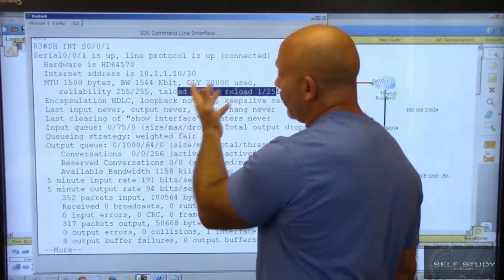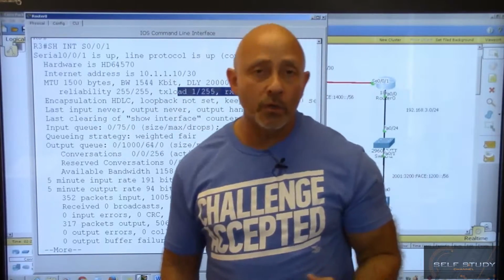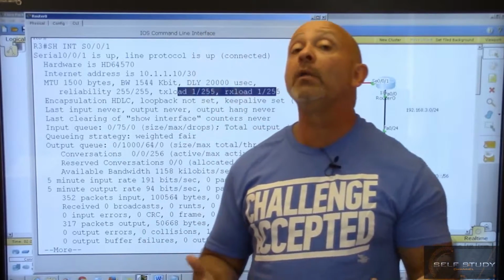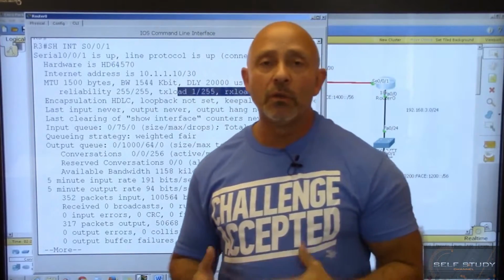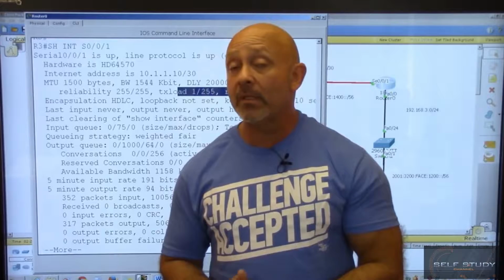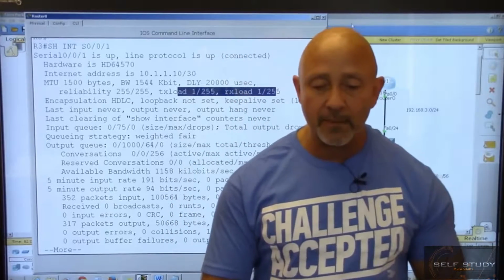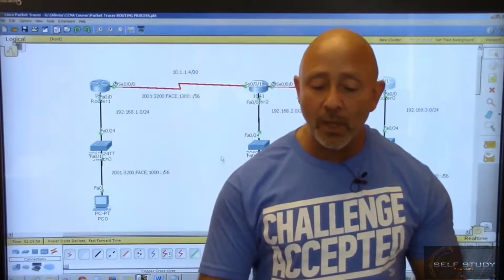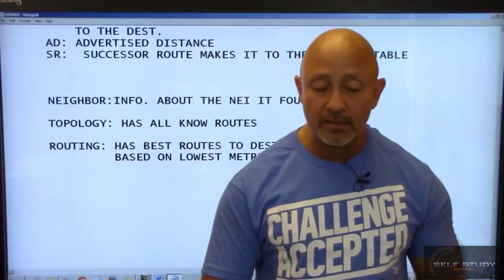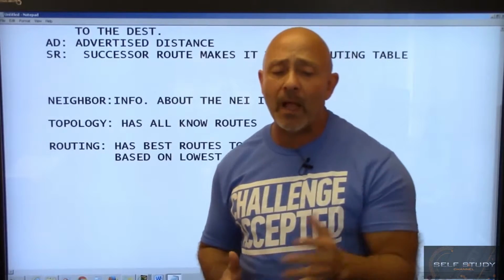Okay, transmit and receive. All right, and your load. So all these things come into play or could come into play when DUAL is making its calculations. Remember, these K values need to be the same. So EIGRP does do a lot of things. It keeps track of a lot of things, especially that topology table.